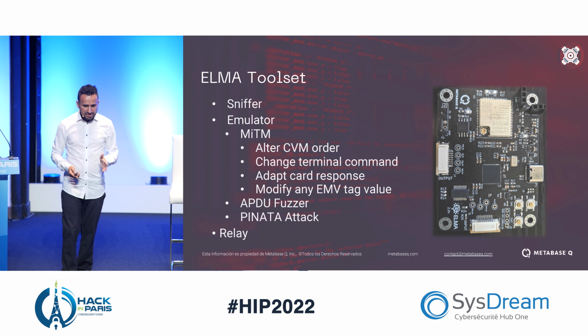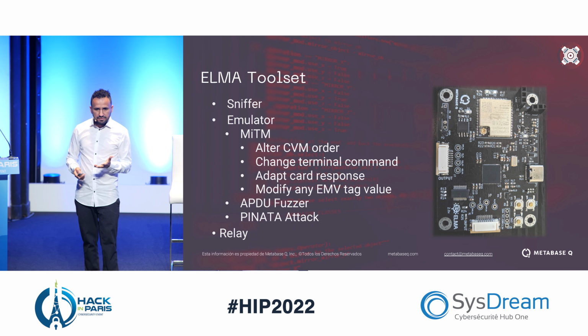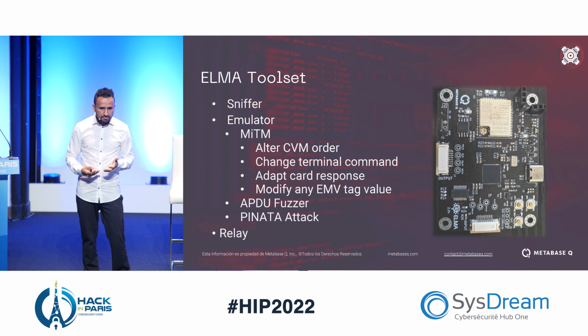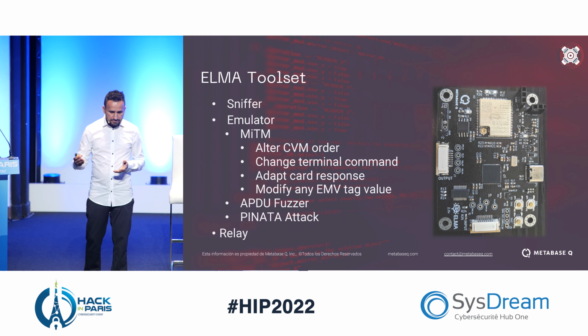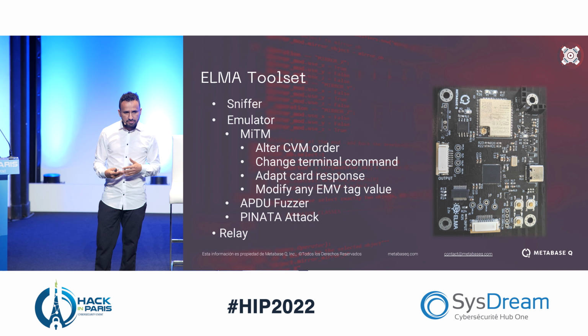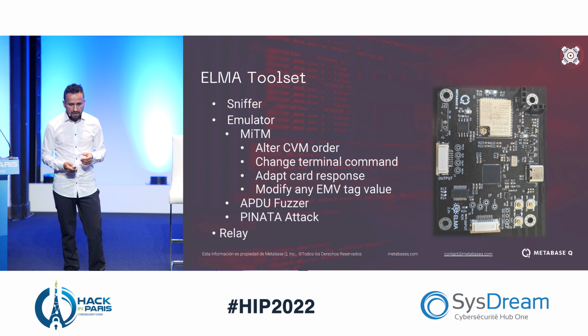This is how it looks for sniffing traffic. On one side, we have the adapter to the terminal. On the other side, we have the card inserted in the adapter. And in the middle, we have the tool, which basically we can dump the communication by USB or by ESP32, which is basically connected by wireless connection.